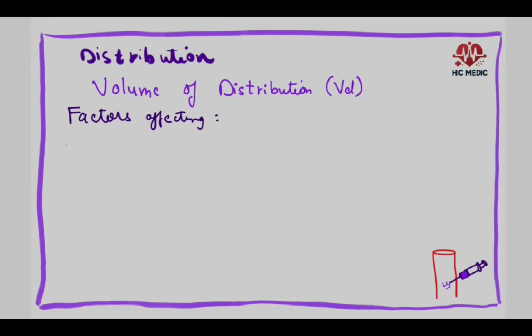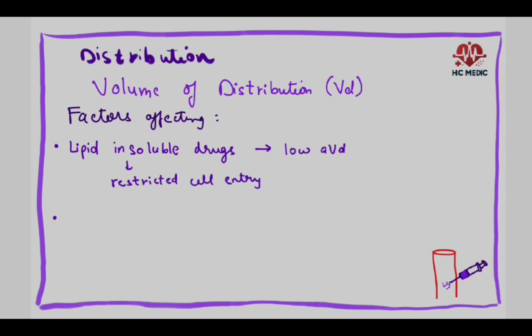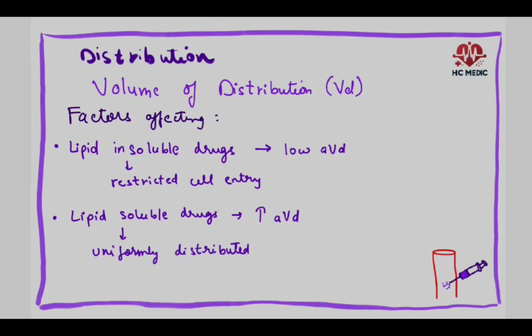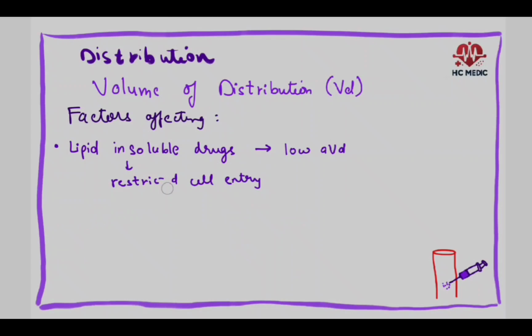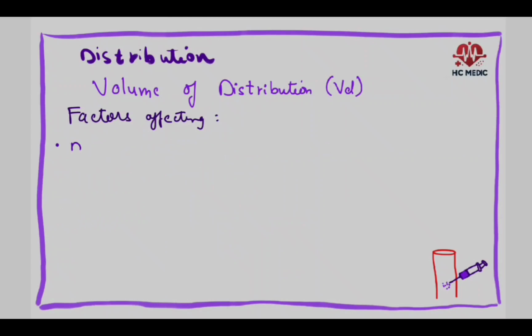Now let's see the lipophilic nature. Lipid insoluble drugs are restricted to the plasma only. They have very low AVD and restricted entry, so they do not enter the cell, because the cell membrane is lipid in nature and these drugs are lipid insoluble. Next are lipid soluble drugs. They have very high AVD and are uniformly distributed, because the cell membrane is lipophilic in nature and the drugs are lipophilic, so they are easily absorbed.